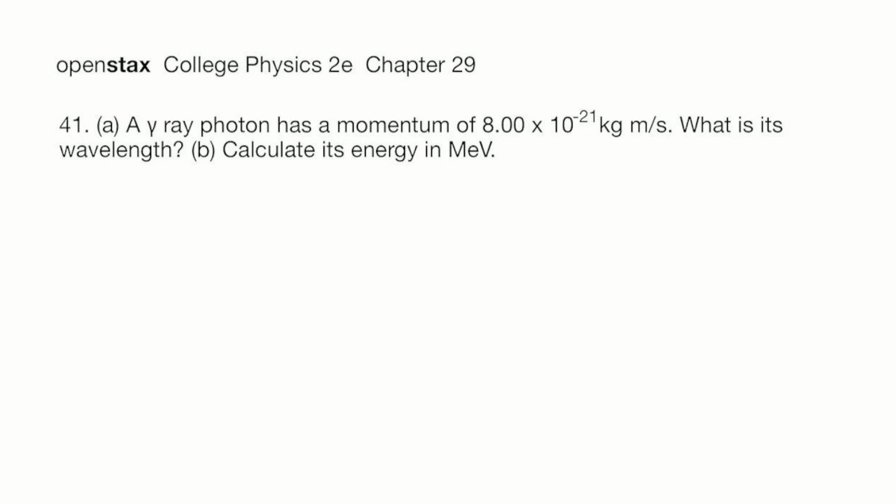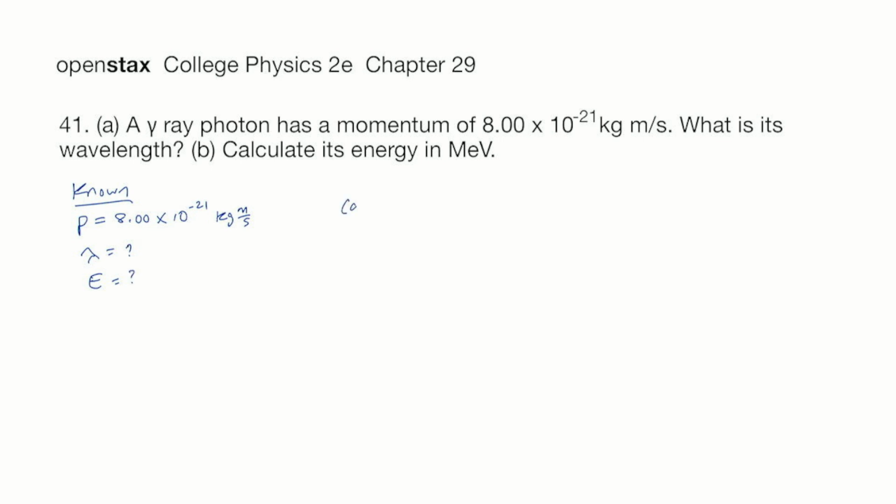In this problem, we have a gamma ray photon. We know its momentum and we need to calculate its wavelength, and then we need to calculate its energy in mega electron volts. So let's start with what we know. We know the momentum p is 8.00 times 10 to the minus 21 kilogram meters per second. We need to find its wavelength, and we also need to find its energy.